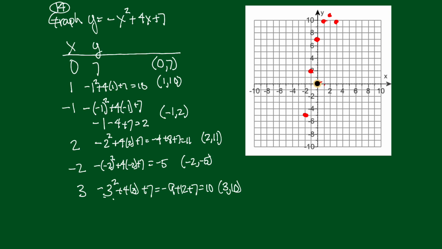Let's go out one more and see what happens. So I'm going to go out to 4. I'll get negative 4 squared plus 4 times 4 plus 7. I'll get negative 16 plus 16 plus 7. Well, that'll give us 7. So I'm to the right 4, up 7. Let's plot that one. All right, so at the origin, I'll go to the right 4, up 7. Right here.